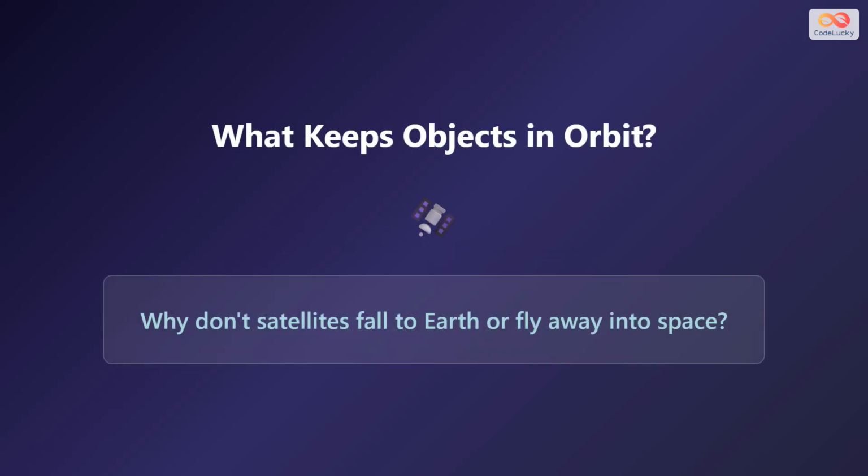Let's start with a fundamental question. Why don't satellites fall back to Earth due to gravity? And why don't they simply fly off into the vastness of space? The answer lies in a delicate balance of forces. Satellites are constantly falling toward Earth, but they're also moving forward fast enough that they keep missing it. This creates a curved path that we call an orbit.